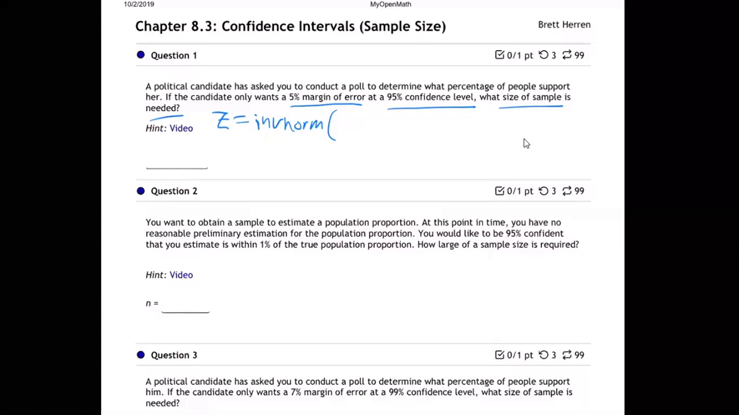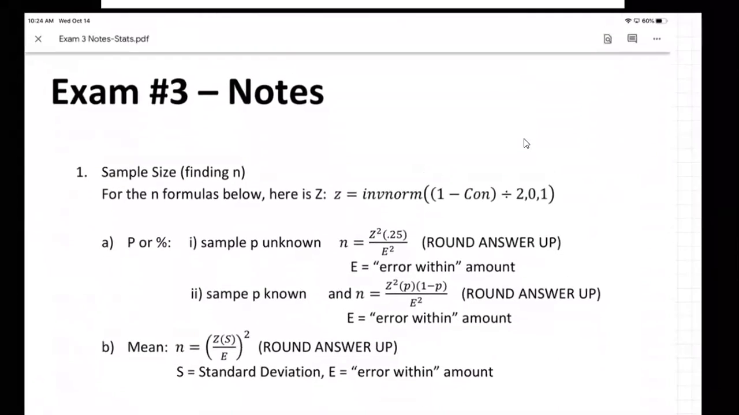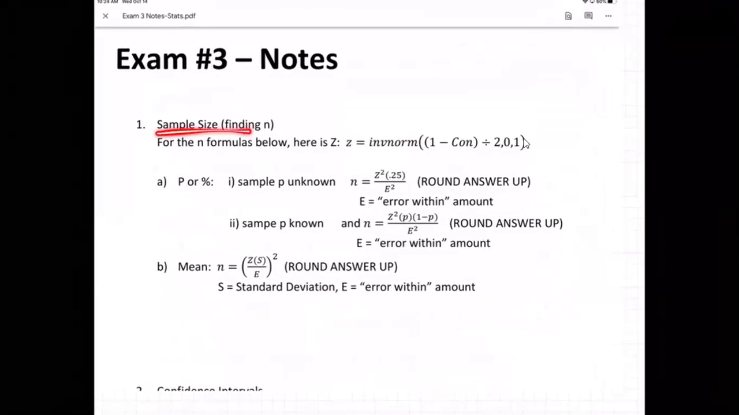Okay, so what we need to do on this question, 8.3, number 1, is it says a political candidate conducts a poll. The candidate only wants 5%, 95. What size of sample? So that's the key word. What size of sample? Looking down here at the exam 3 notes, sample size, it's number 1. So we need to do this kind of stuff. So let's go through it.